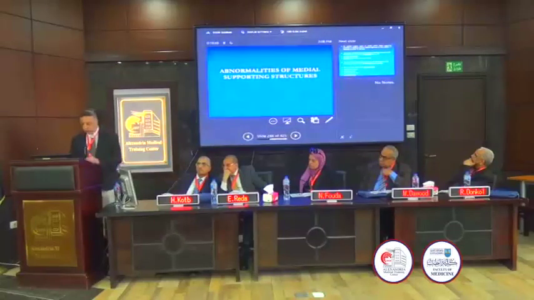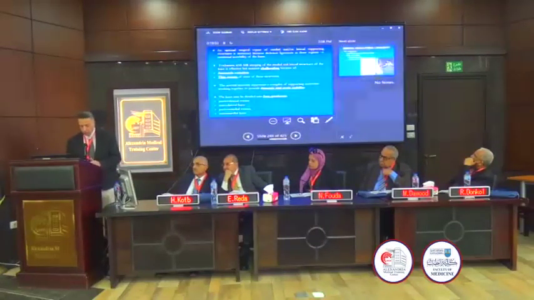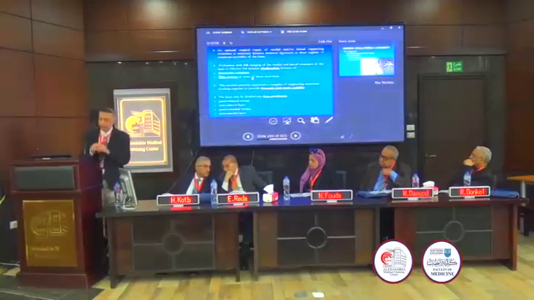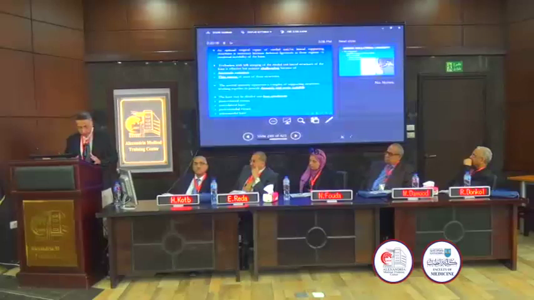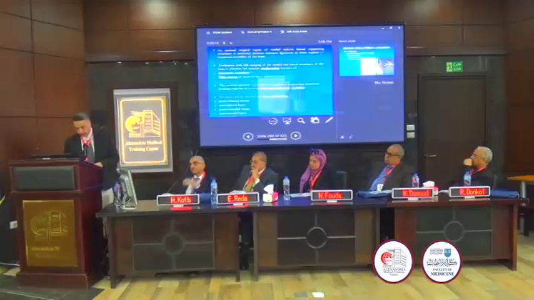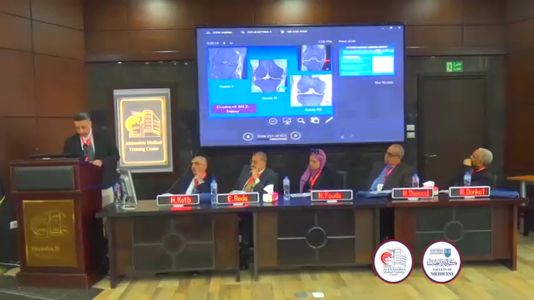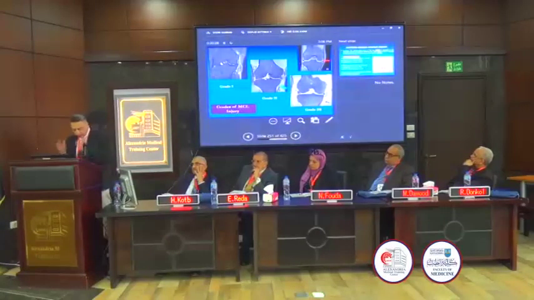We move to the medial supporting structures. The importance of this is because it is very challenging. There are small structures, and there are variations in the anatomy between populations. The knee will be divided into four quadrants: posterolateral, anterolateral, posteromedial, and anteromedial. This is the grading of the medial collateral ligament tear. As with any ligament, we have a grade 1 sprain, grade 2 partial thickness tear, and grade 3 full thickness tear.